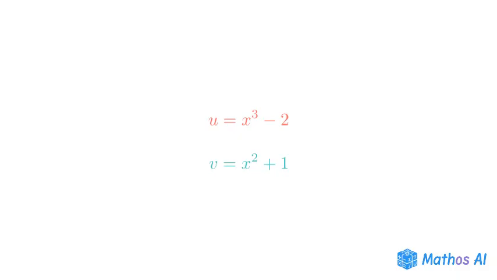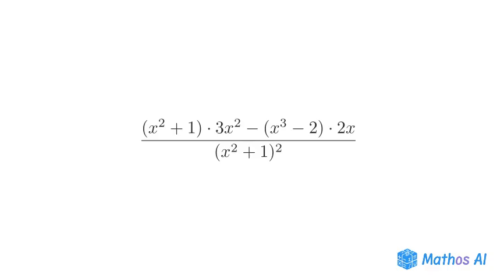First, we identify our top function u and our bottom function v. Next, we find the derivative of u, which we call u prime. Then, we find the derivative of v, which is v prime. Now we substitute these values into the quotient rule formula. Let's simplify the numerator step by step.